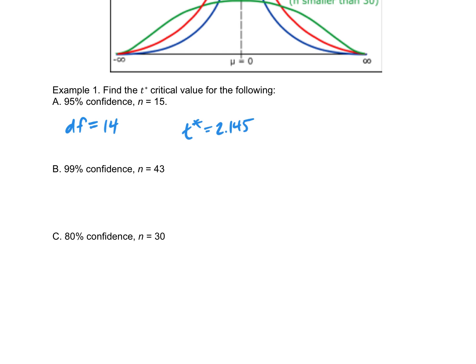So really the big difference between last class and today is this value. Everything else is the exact same, but this value and how you find it is different. All right. Go find B and C.